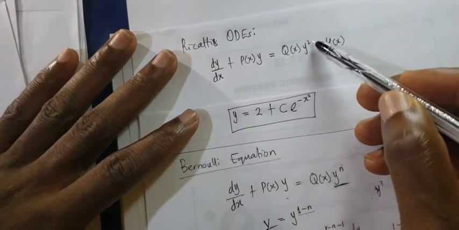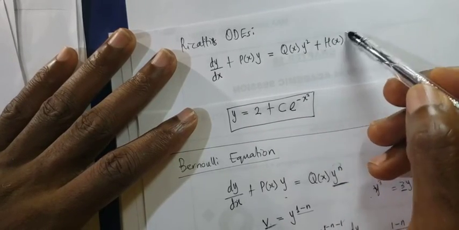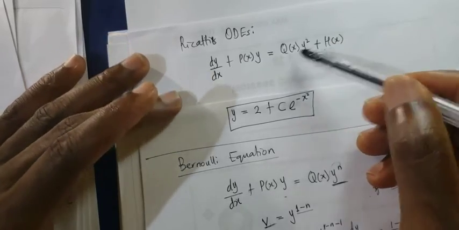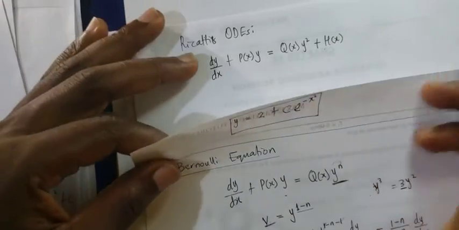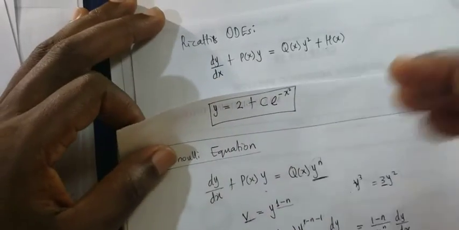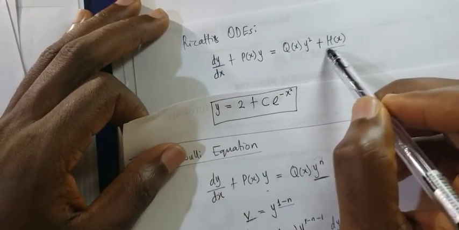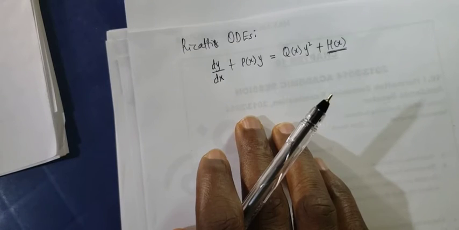I mean, that's the 2 we have. But then we now have another function written with it, h of x, which does not carry y or any derivative of y. So that's what makes it the Riccati's ODE. So this h of x in particular. When we have a situation like this, it is a special kind of differential equation.